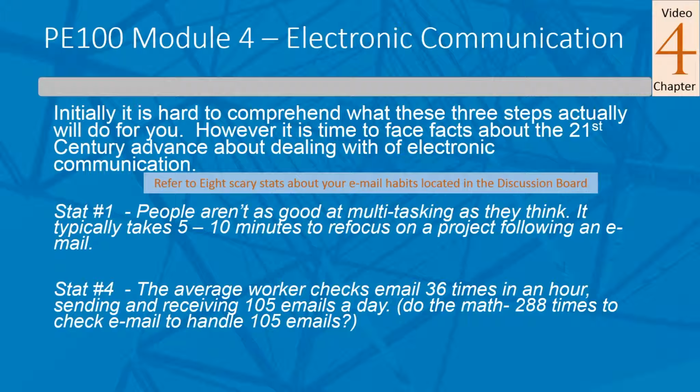And out of that 36 times in an hour that people are looking at their emails, they're only handling 105 emails a day averaged. So here we're checking our emails 288 times to handle 105 emails. That's not very good productivity if you just look at the numbers. So when you get into the discussion board and get a chance to study all the documents in there, you're going to see that these numbers are much more significant than you ever envisioned in the past.